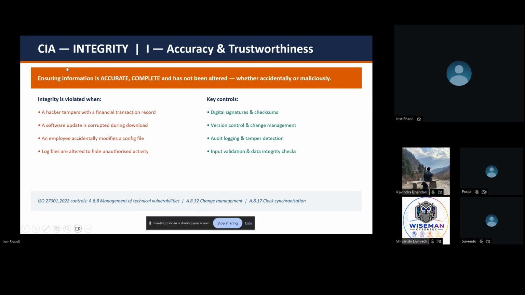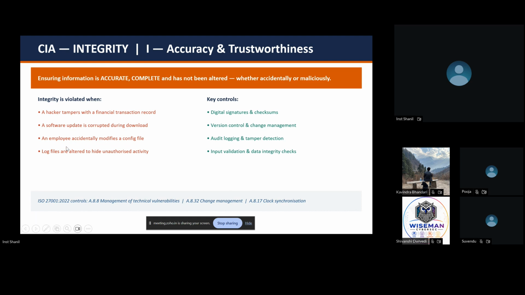All right. The next one is integrity. It talks about accuracy and trustworthiness, ensuring information is accurate, complete, and has not been altered accidentally, maliciously, or knowingly. So when is integrity violated? Whenever a hacker tampers with a financial transaction record, right? The control we have around this is digital signatures and checksums. Whenever a software update is corrupted during download, we should have a version control or a change management procedure. I was talking about the CI/CD pipelines in the earlier slides. So that is change management control.